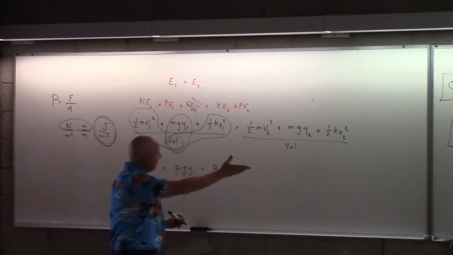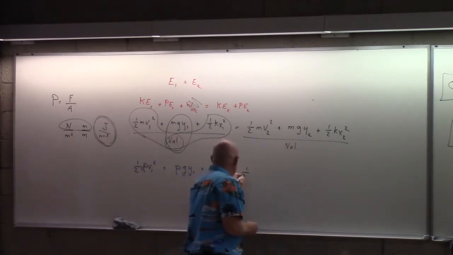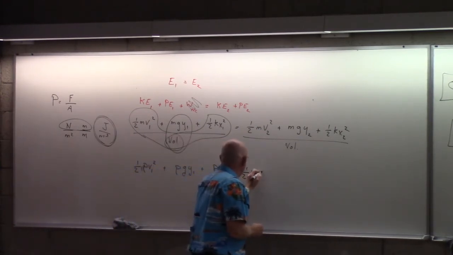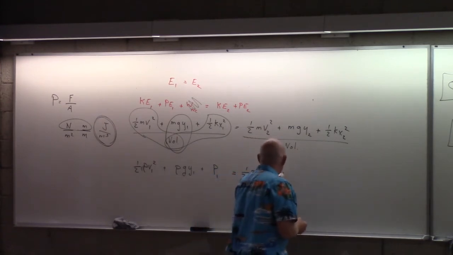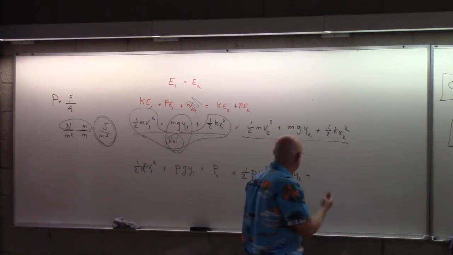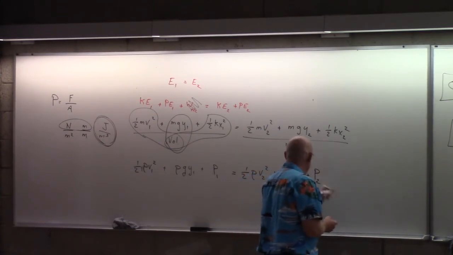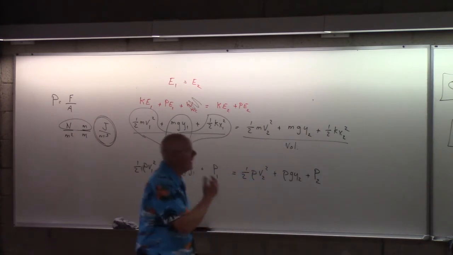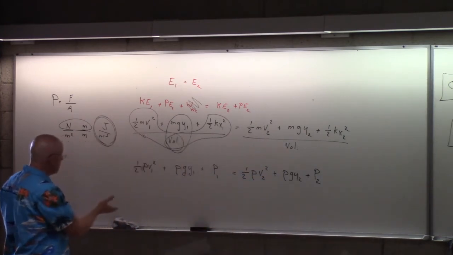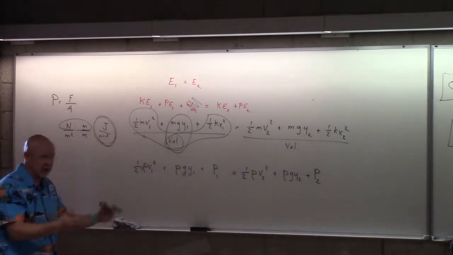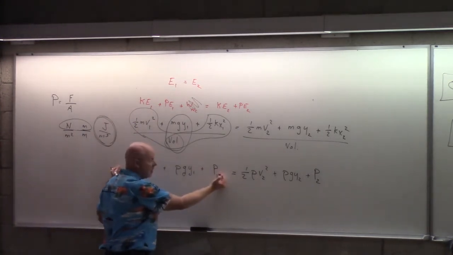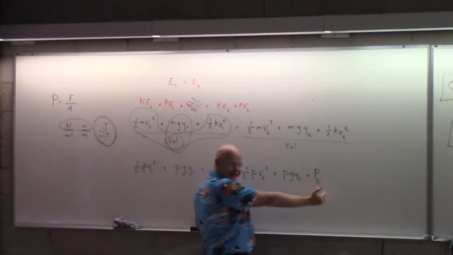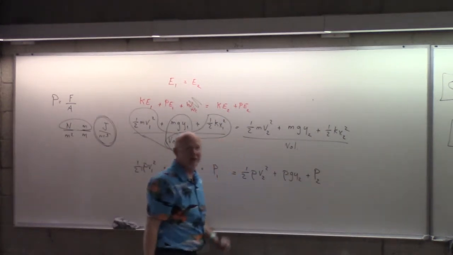Because if I do the same thing on the other side, this becomes 1/2 rho V2 squared. This then becomes rho g Y2, and this term becomes the pressure at point number 2. And so I'm hoping you see in this equation, which we call Bernoulli's equation, that if you take all of the energy density you start with, it equals the energy density you end with.